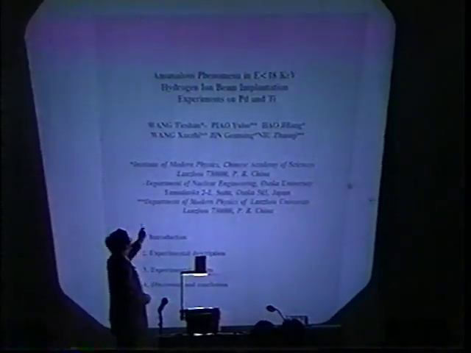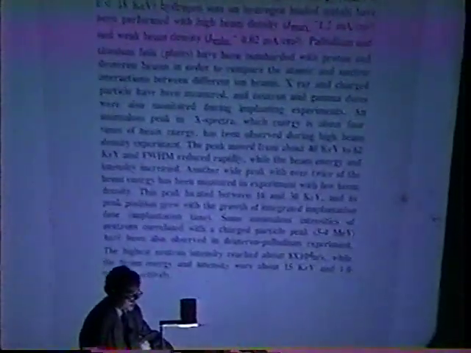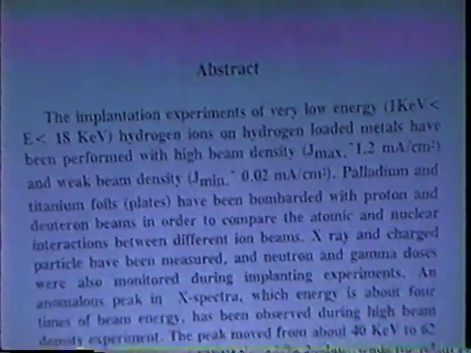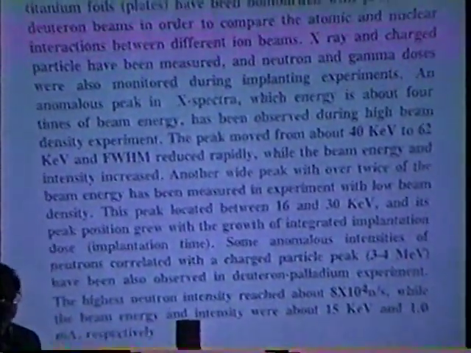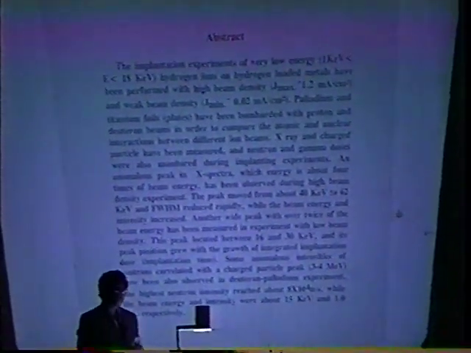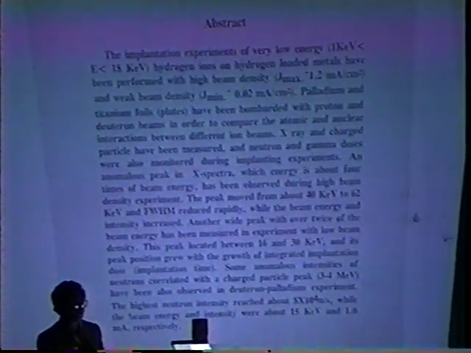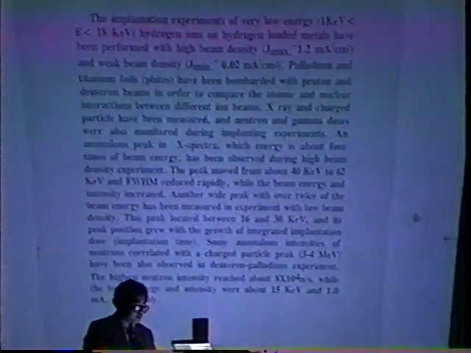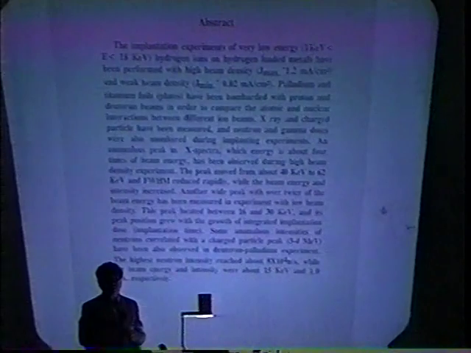The title of my paper is about a low energy implantation experiment. And this is the abstract. In our experiment, proton and neutron beams with energy from 1 keV to 18 keV have been used. The intensity of the beam is about 1 milliampere per square centimeter. And X-rays, gamma rays, neutrons, and charged particles have been measured.